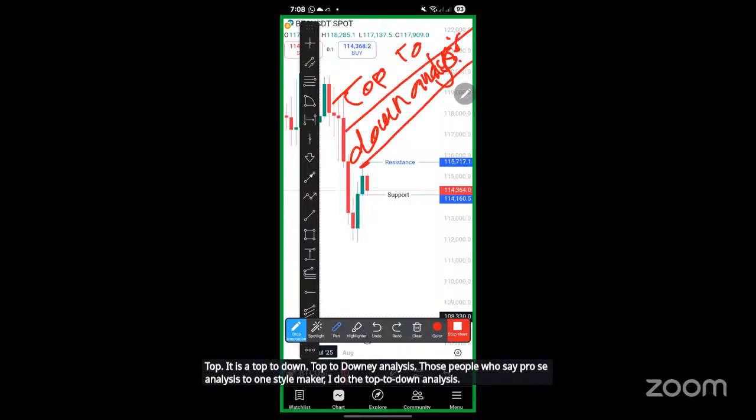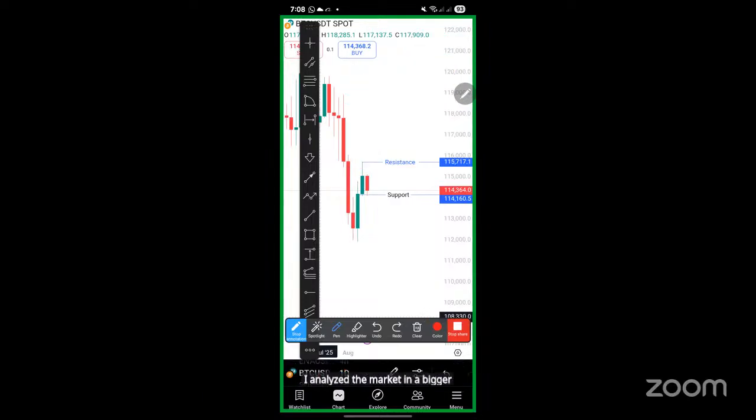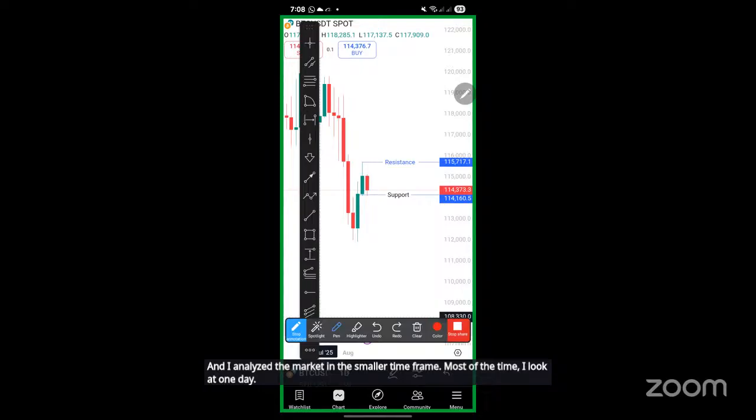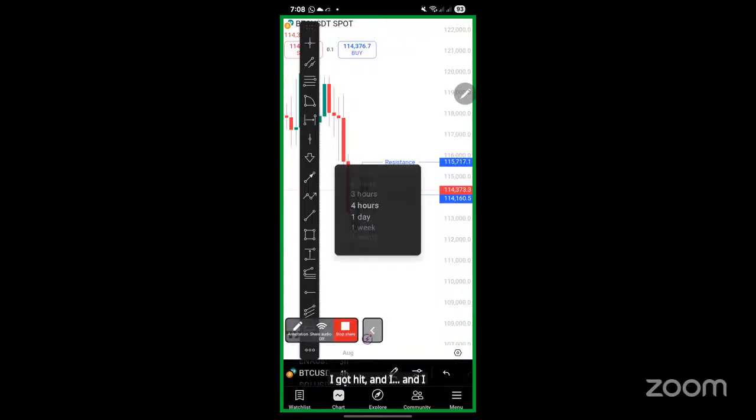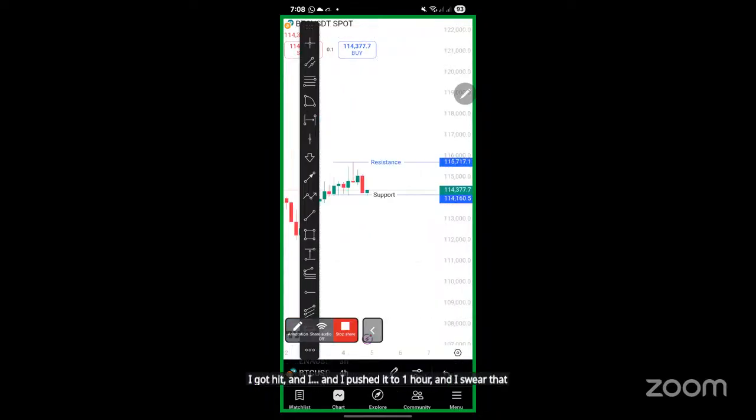I analyze the market in a bigger time frame, and I analyze the market in the smaller time frame. Most of the time, I look at 1 day. I go ahead and I push it to 1 hour, and I see where the market is going.